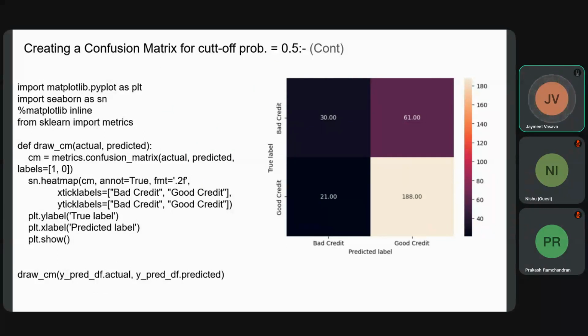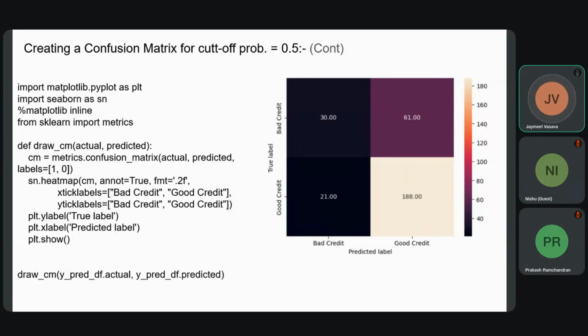Then the overall y and x labels for the true label and the predicted label, and plt.show, in order to ensure that it shows the heat map that we have created. And then we finally pass the actual and predicted values of YPredDF to the draw_cm function. We'll be getting this graph, or this heat map.